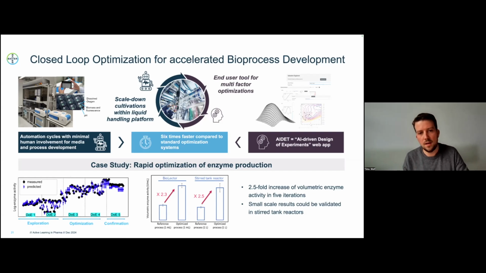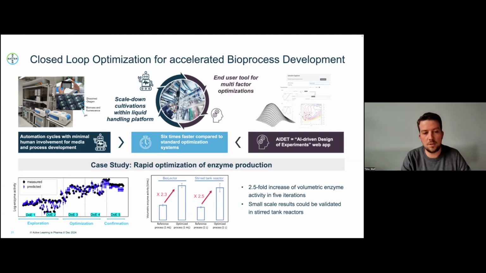And then we have AIDED, which is similar to the previous talk. It's an end user tool, so really the scientists can access this for multi-factor optimization. And here we use model-based and AI-driven design of experiments to focus experiments in the promising design spaces. By combining this, AIDED does the design of experiments. The experiments are exported to the robot. The robot pipettes all the different media compositions, runs the experiment, and data is reintegrated into AIDED.